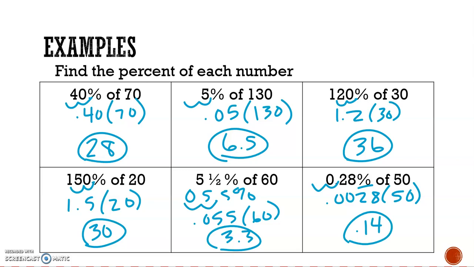Okay, so you always move it twice. If there's empty spots, you fill it with zeros. It's not always going to end up at the end of the line. If you have fractions, change it to a decimal and then still move the decimal 2 spots. If you see a decimal, make sure that you still move it 2 spots before you do your multiplication.